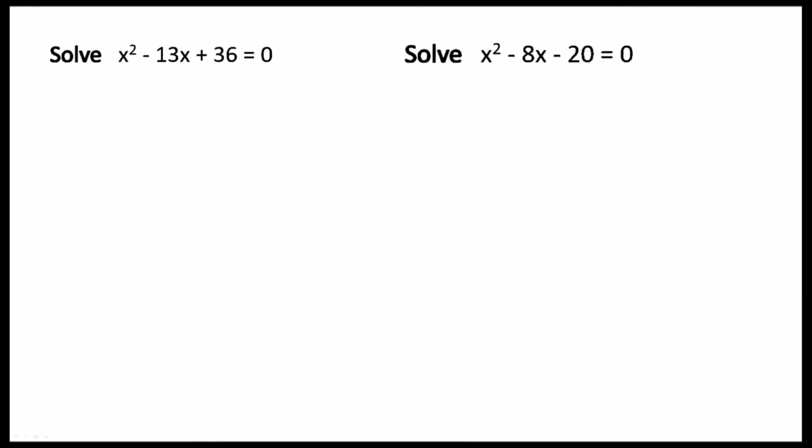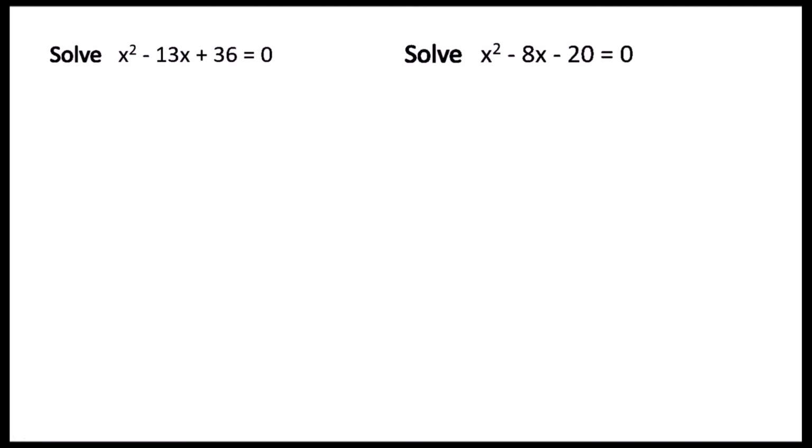In this next part of the video, I'm going to explain how to do each type of the questions that appears in the grid. The first type of question will ask you to solve a quadratic equation. We can do this by factorising. In the first question, I'm asked to solve x squared minus 13x plus 36 is equal to 0. Because the question is equal to 0, I can factorise straight away.